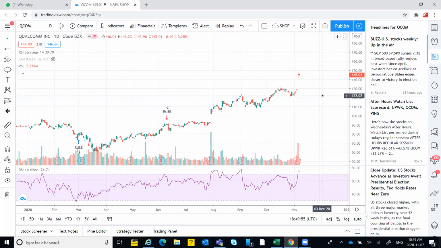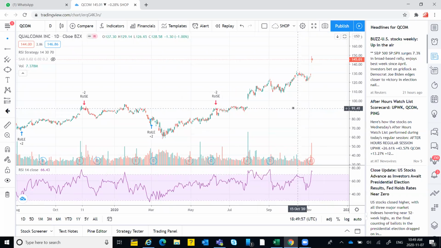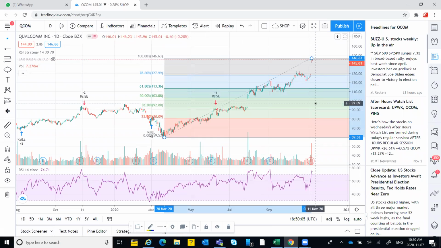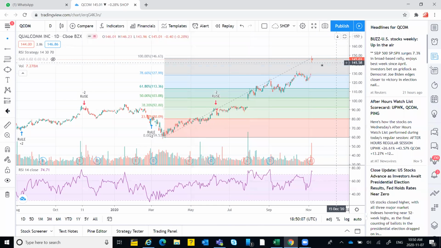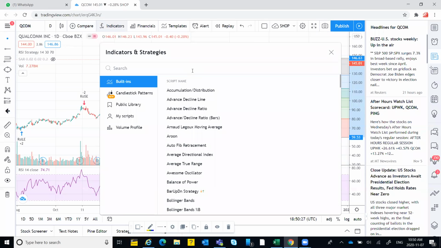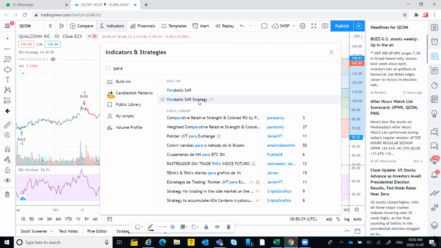Okay, let's draw Fibonacci here. As per Fibonacci, this will always show 100% because this is the peak. So nothing much from the Fibonacci except for the resistance level, the below support level of 127. And let's see what the parabolic SAR says.